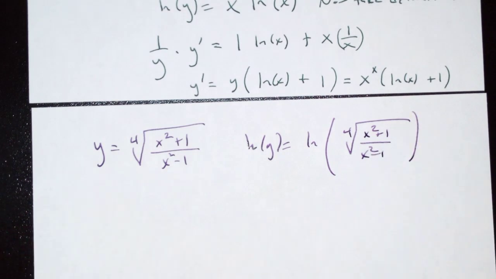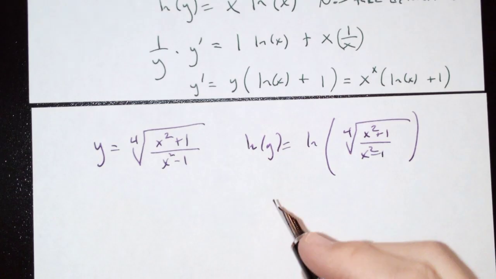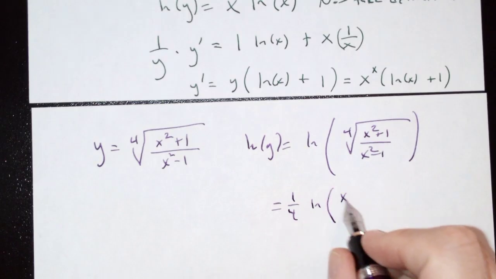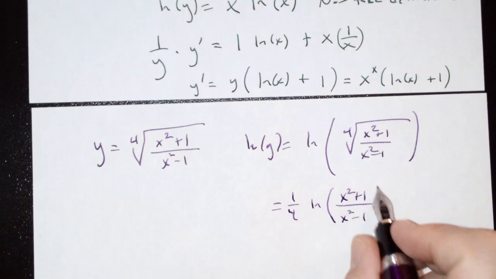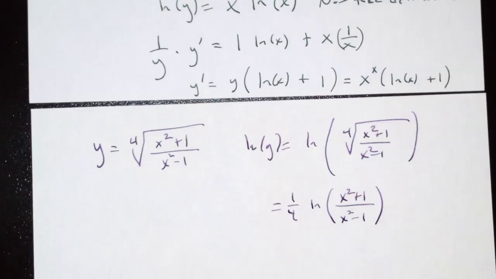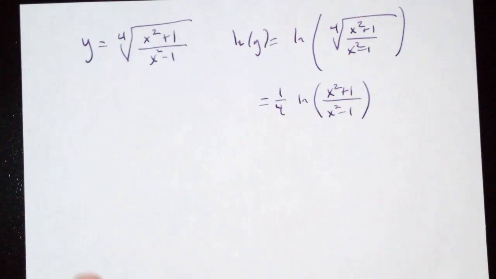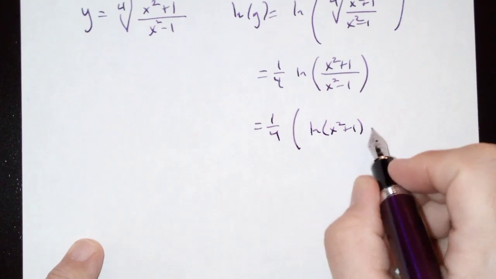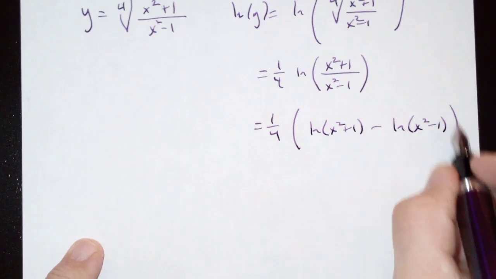What do I do with the fourth root? Because it'll become a power, right? It'll be a 1/4 power, and powers go out front. Wait a minute. Now I'm dividing. When you have an ln and you're dividing, what happens? So this is going to be 1/4 parentheses ln of x squared plus 1 minus ln of x squared minus 1.